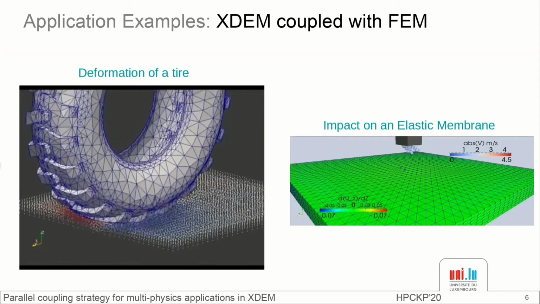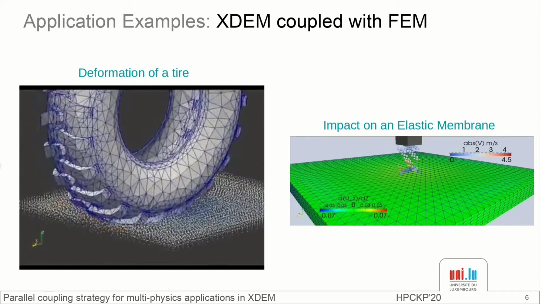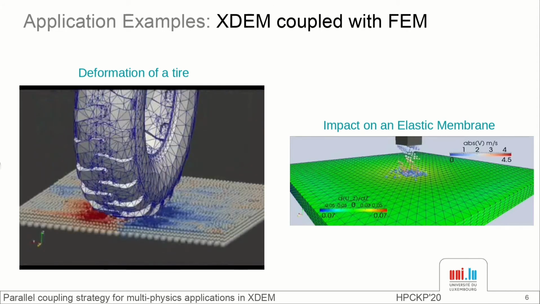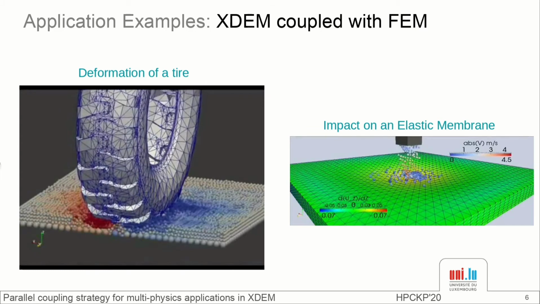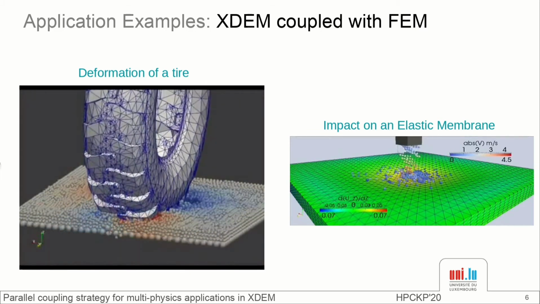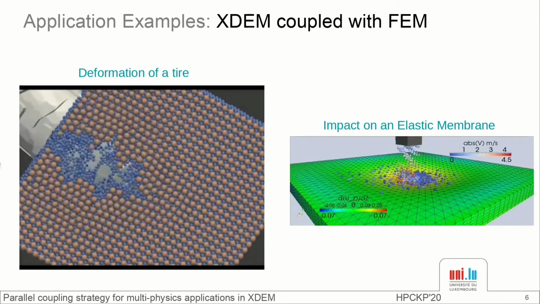Here, another type of application, coupled with FEM. On the left, we have the deformation of a tire while it's rolling on the ground. So in that case, the particle motion is simulated with XDEM, while the deformation of the tire is simulated with an external library coupled with XDEM.